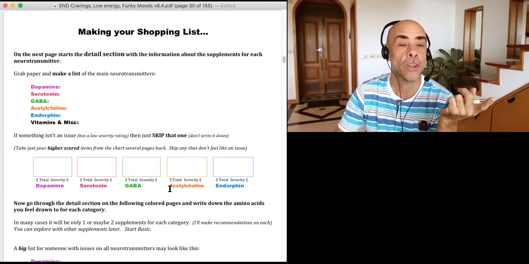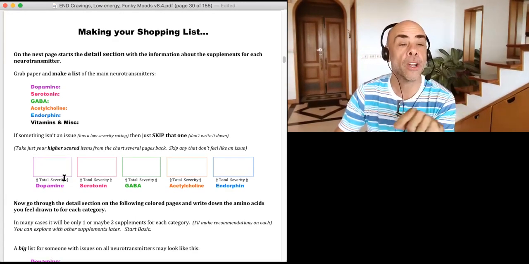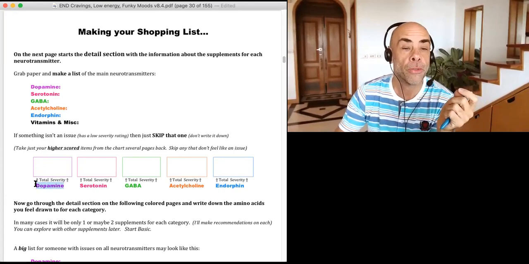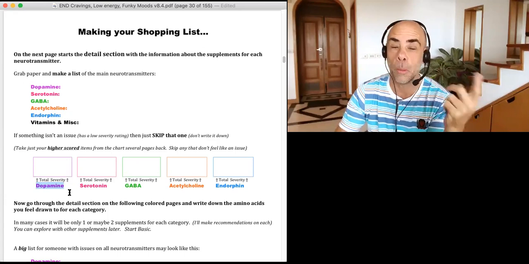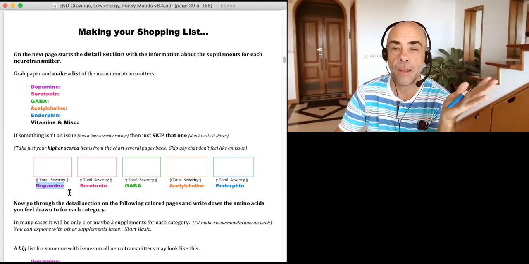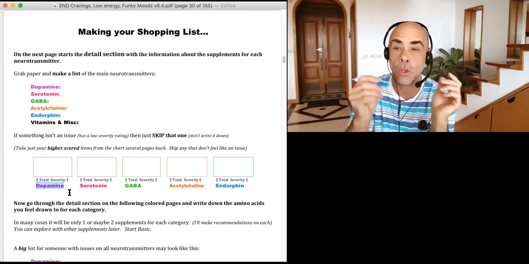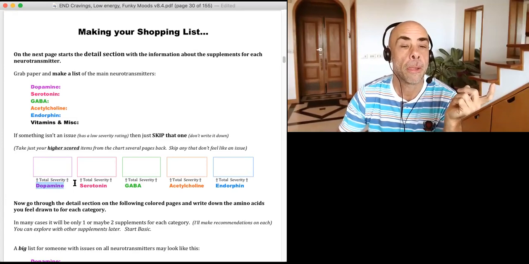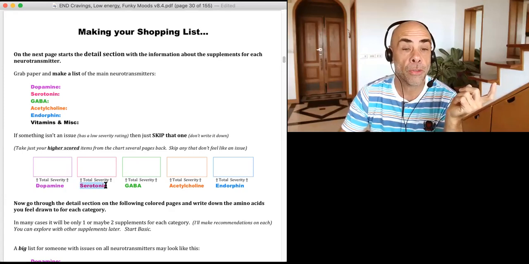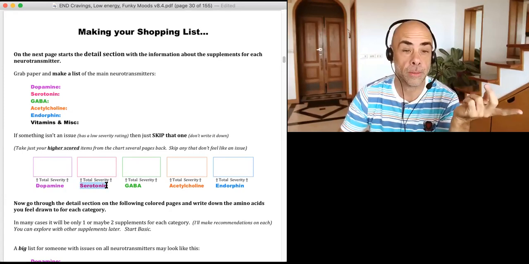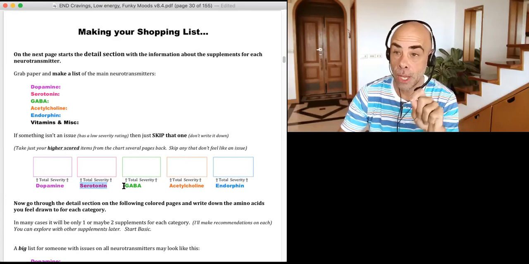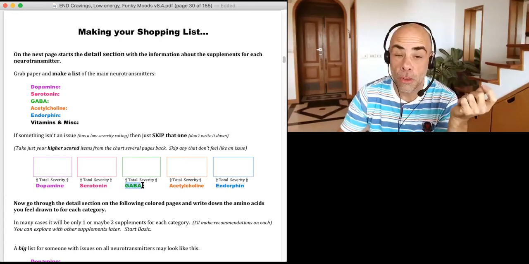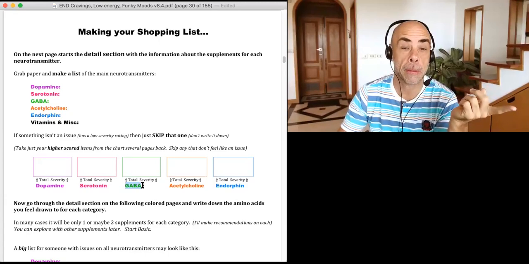So here's how you're going to get started. Figure out which ones you want and circle them. So figure out if you're going to do dopamine. If your number's over 5, I recommend it. So write down dopamine if you're over 5. If your serotonin is over 5, I recommend you do that. Write down serotonin. If your GABA is over 5, I recommend you do that.